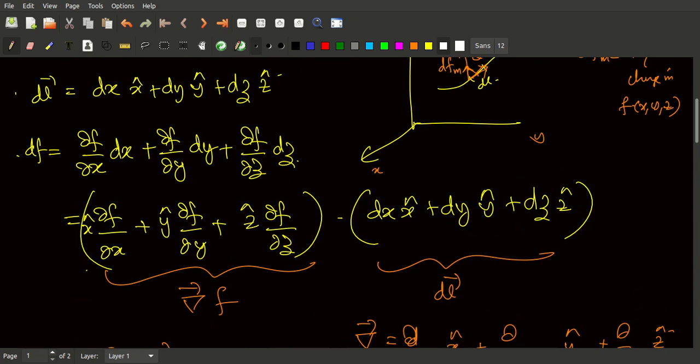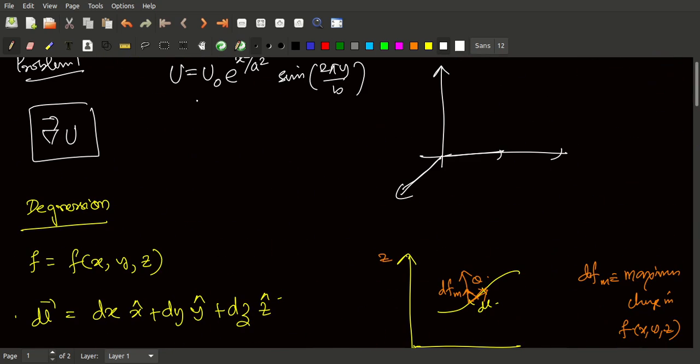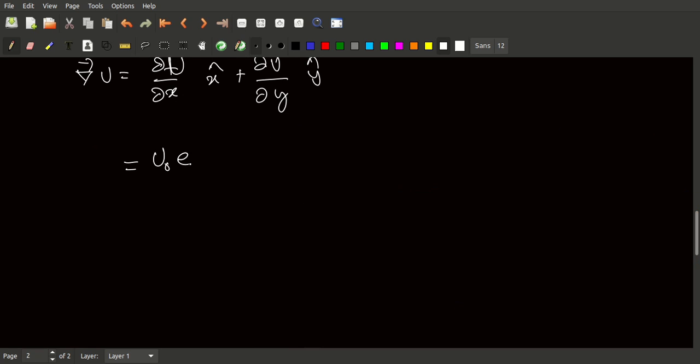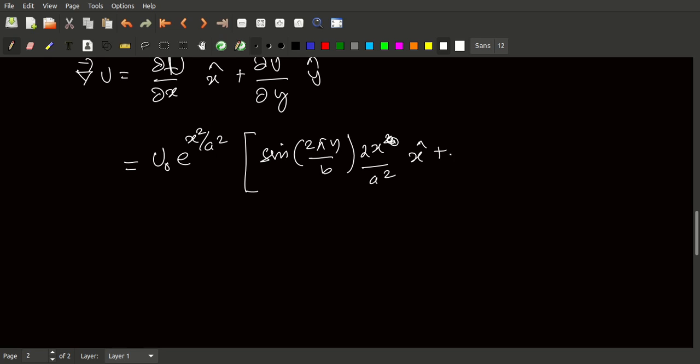So to find out this gradient of u, we can now use our definition we obtained from here, that is del u upon del x along x cap plus del u upon del y along y cap. Why did I write only 2? Because this u is only a function of x and y. We already wrote it, our u here is simply a function of x and y alone. So if I differentiate it, what I am getting is u naught into e raised to minus x square upon a square into whole, into sine 2 pi y upon b into minus 2x upon a square x cap plus 2 pi upon b into cos 2 pi y upon b along y cap. So this is the answer for the gradient of u.